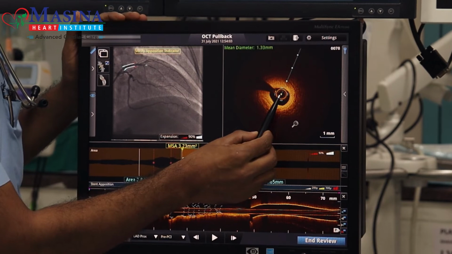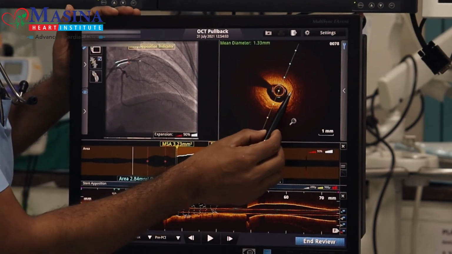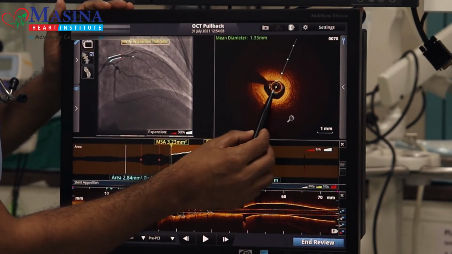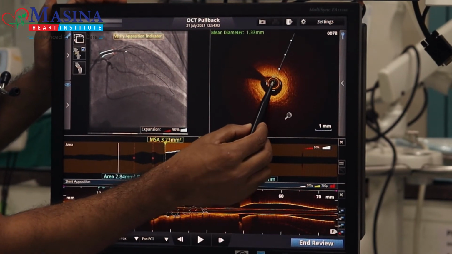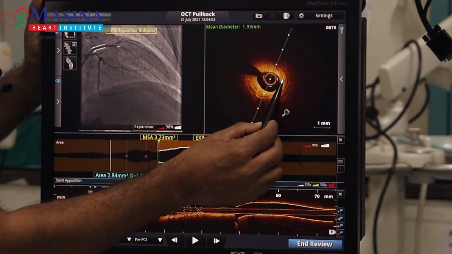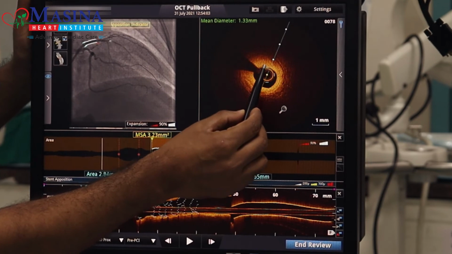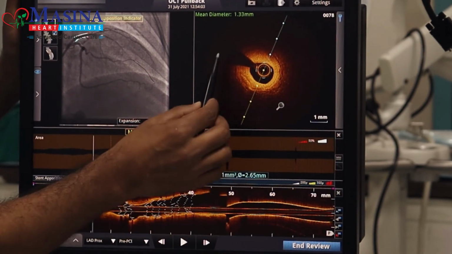The light is generated from this catheter, goes towards the wall and comes back depending on the density and composition of the tissue, and that gives us the picture, which we can also render into 3D format.